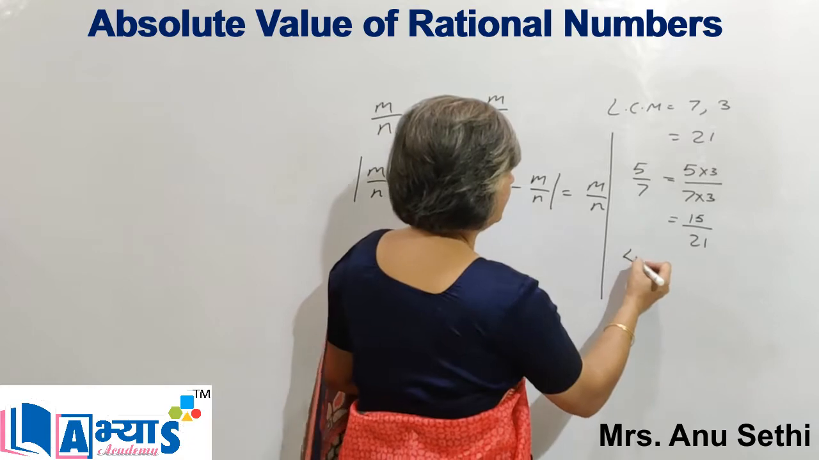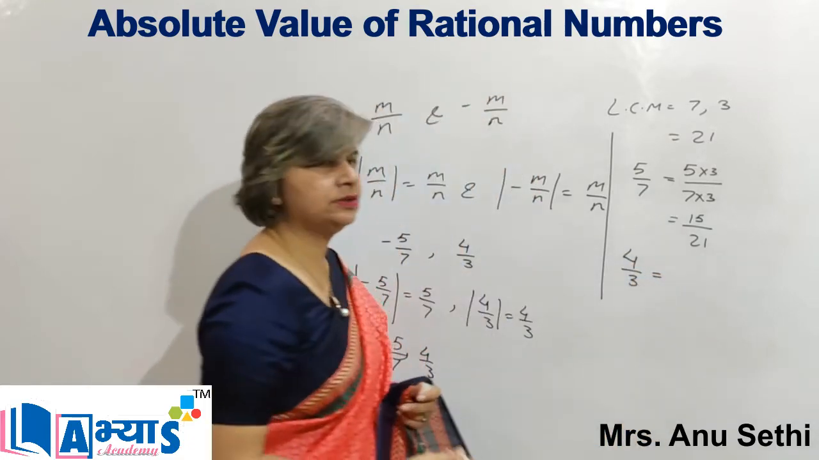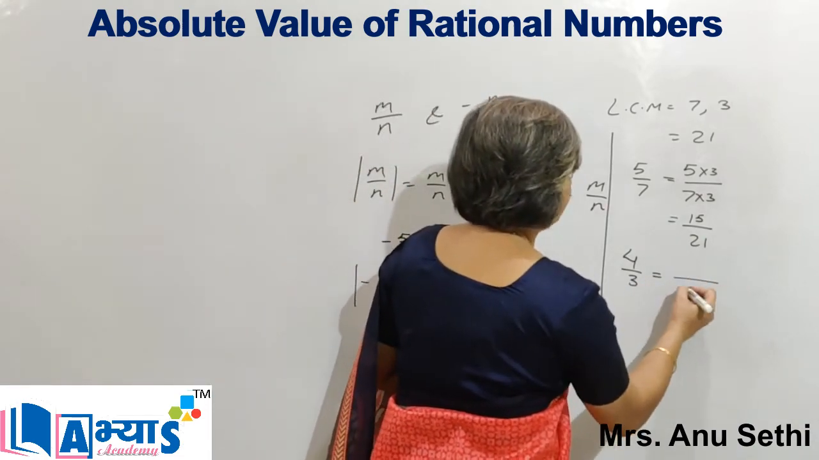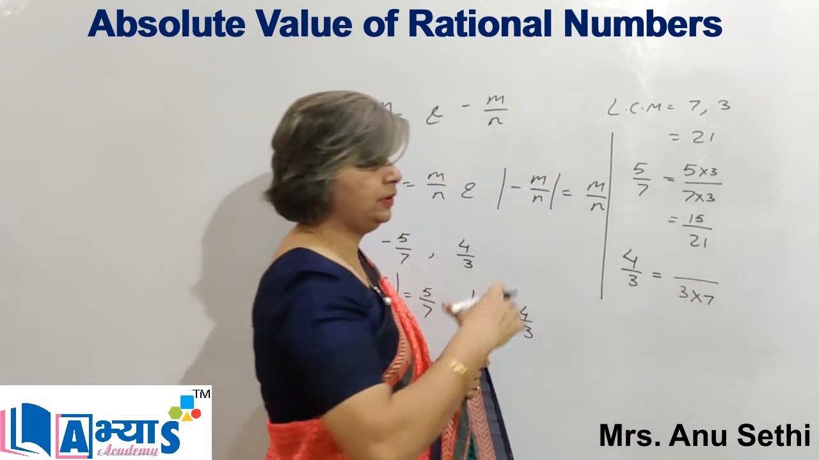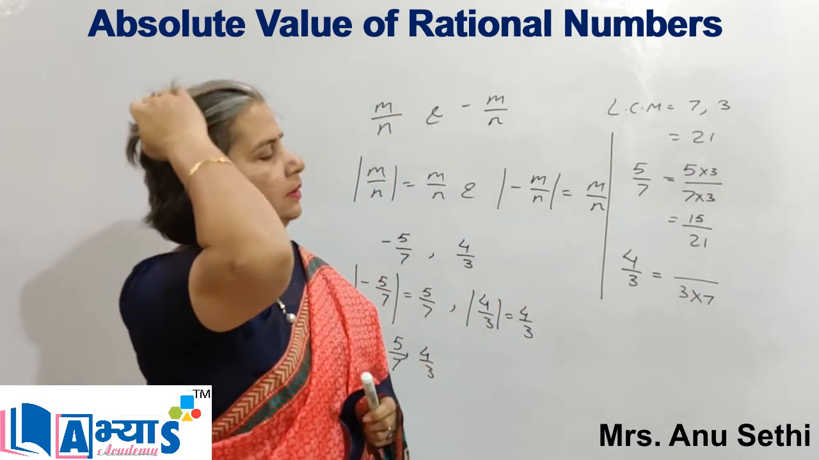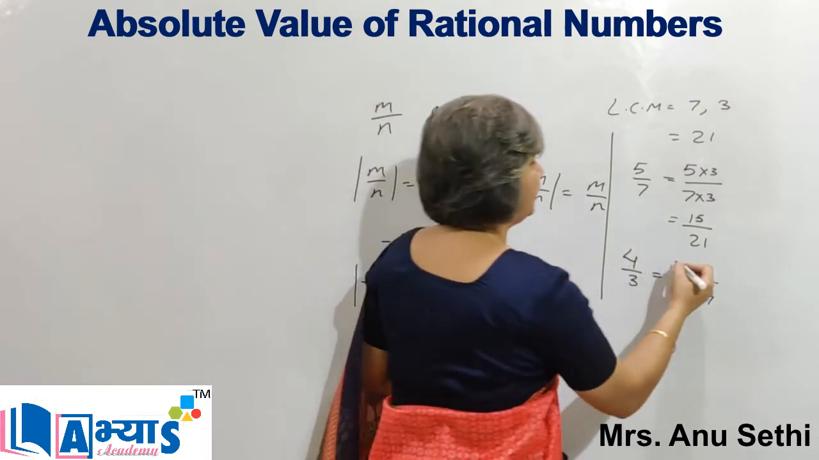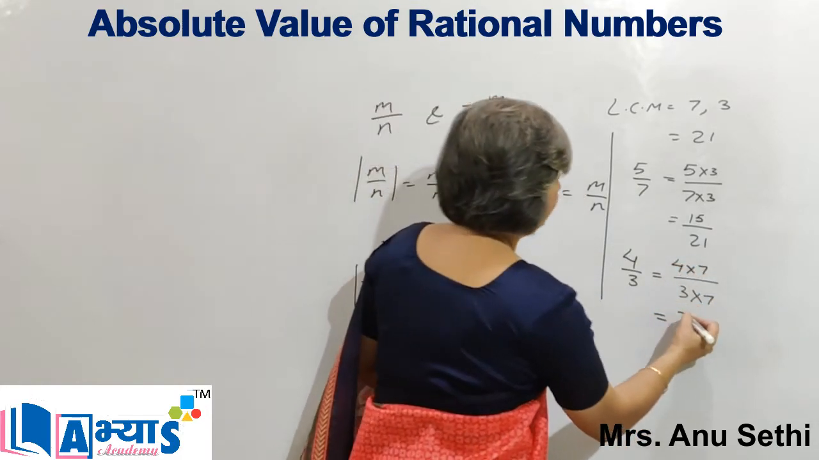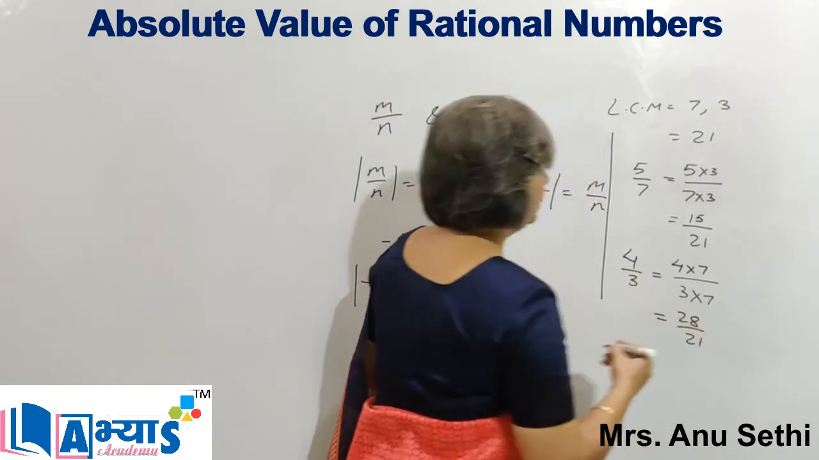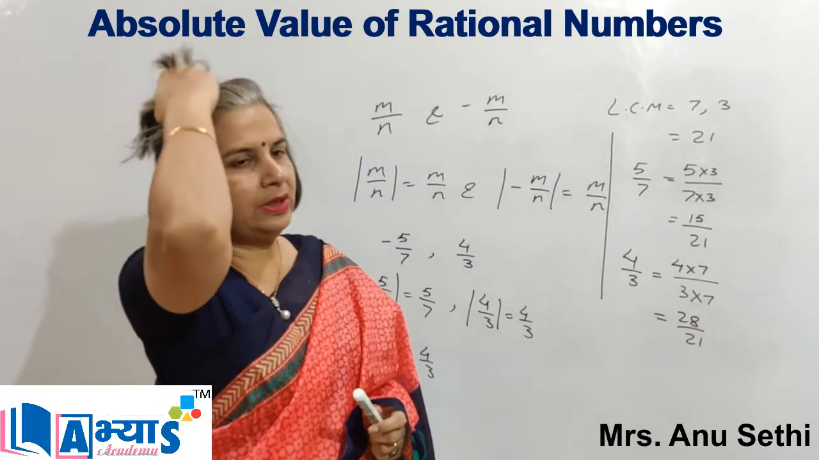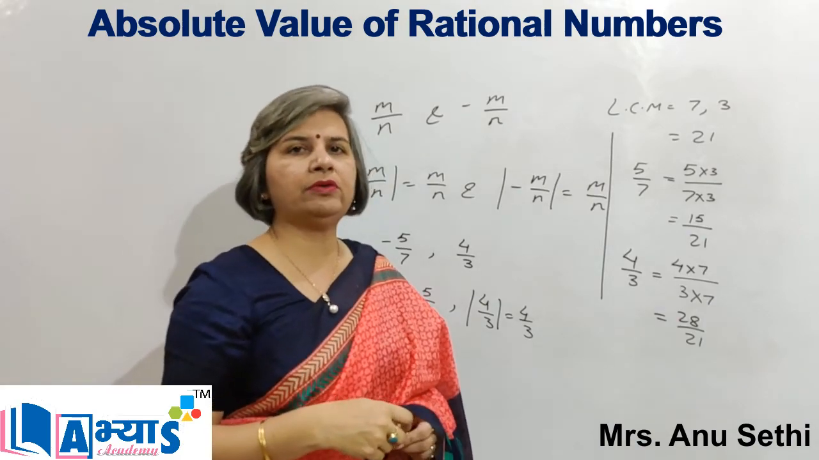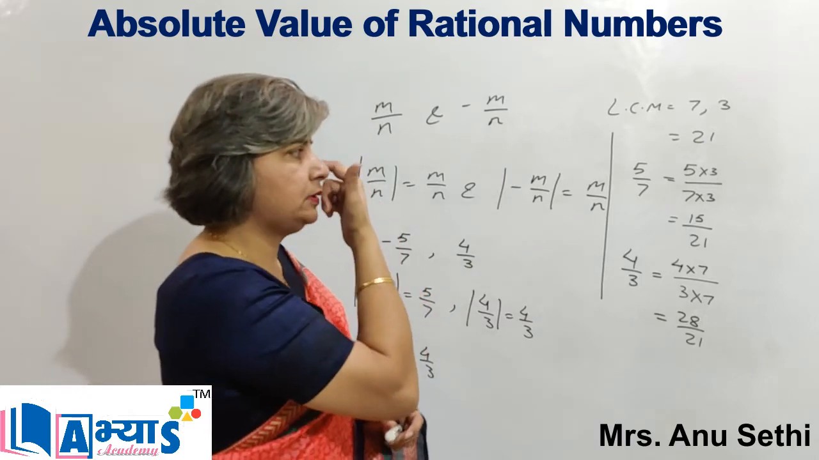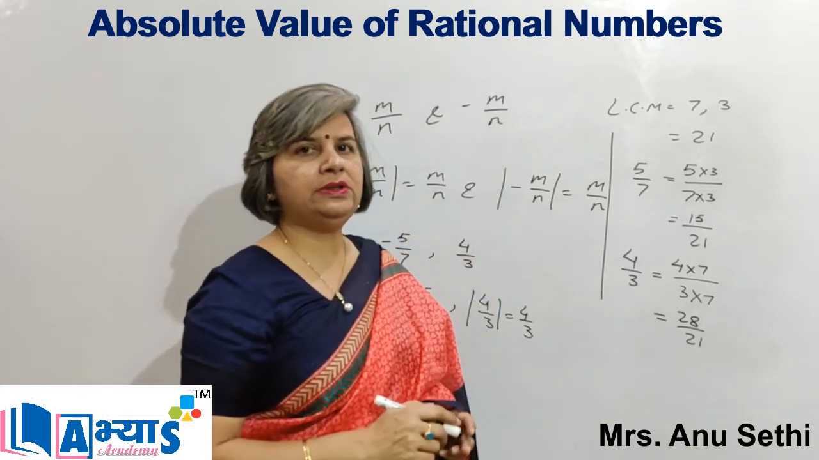Similarly, I will convert 4 by 3 into an equivalent fraction with the denominator 21. For this, I will multiply 3 with 7. Now 3 into 7 means 21, and because I am multiplying the denominator with 7, I will multiply the numerator with 7. That means 4 into 7, and it will come out to be 28 upon 21. So we can say that when we have two rational numbers, or any number of rational numbers, if we want to compare them, we have to first convert them into equivalent fractions with the same denominator.